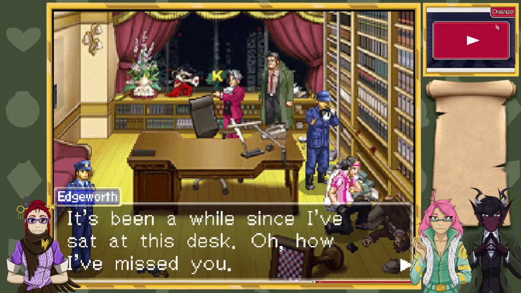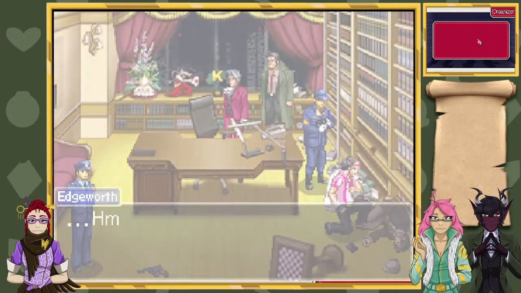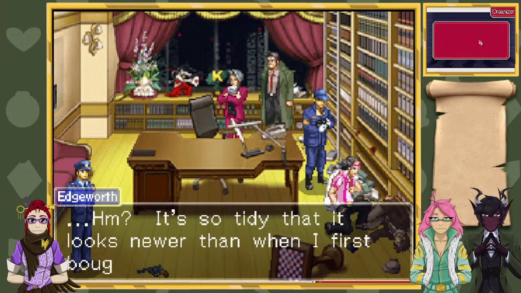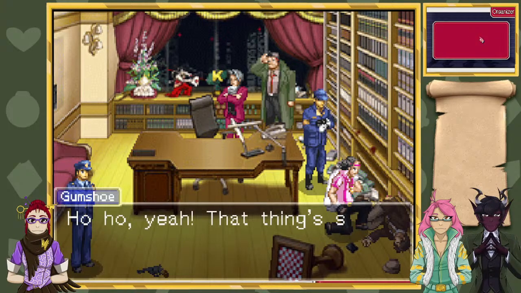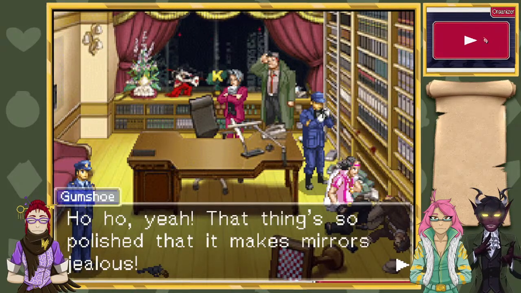Yes, today. It's been a while since I've sat at this desk. Oh, now I've missed you. It looks newer than when I first bought it. Oh, yeah! That thing's so polished that it makes Maris jealous!